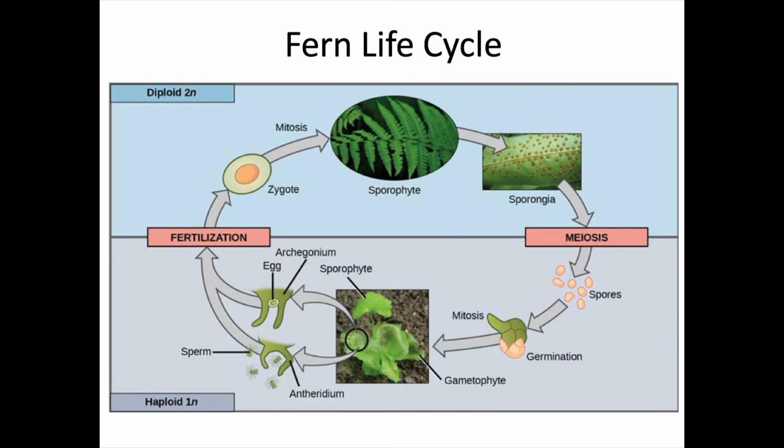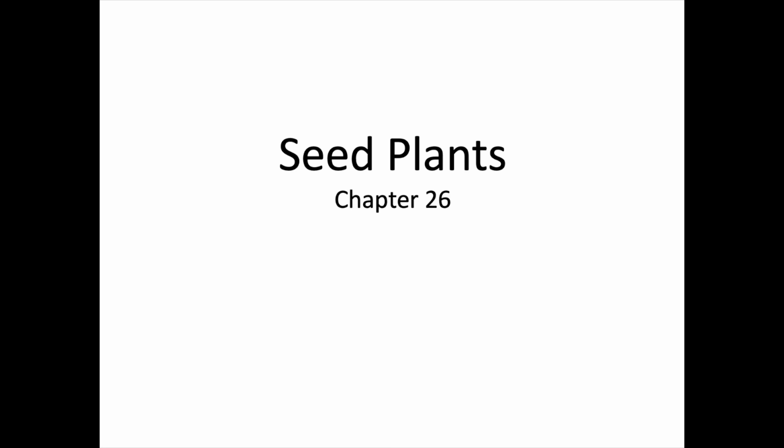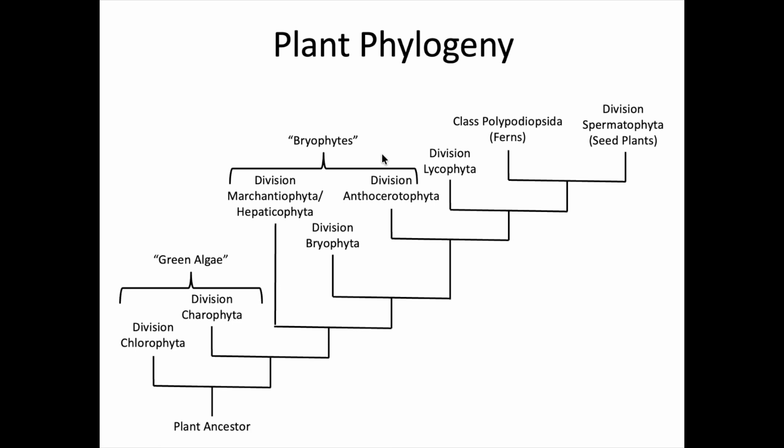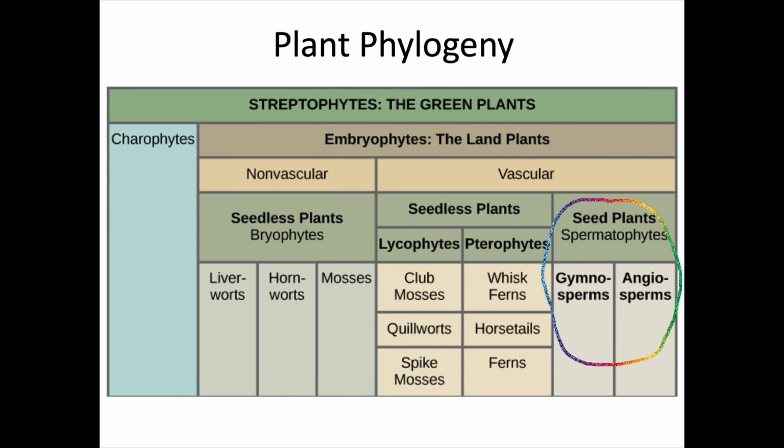Of course, our next major evolutionary innovation is going to be seeds, and your textbook has decided to put these in separate chapters. So technically we're moving to another chapter here as we talk about seed plants, but really it's just continuing on with this same phylogeny here. Seed plants are going to be up here. Another division thing. Division spermatophyta, also known as seed plants. And here they are on this one. They're seed plants. Remember, these are also vascular plants, and they're also land plants.